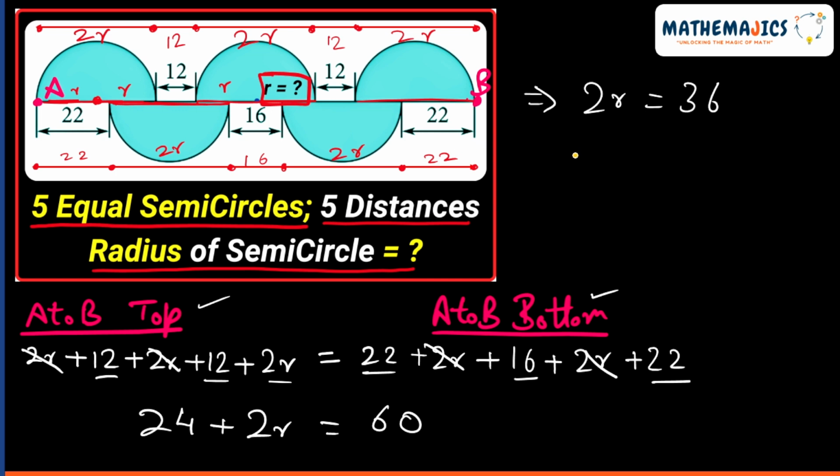So what is our final answer? Our final answer is R is equal to 18. The radius of all the 5 semicircles is 18.